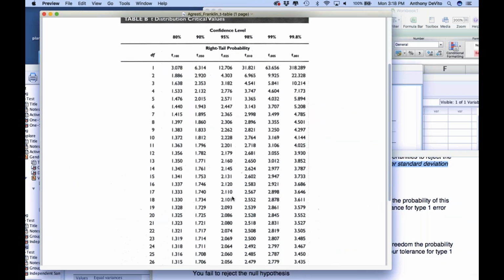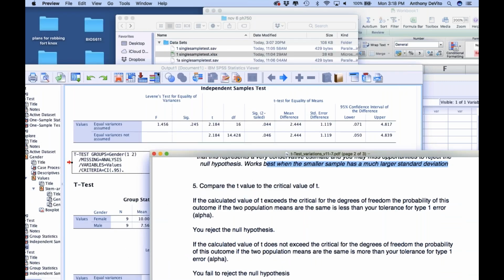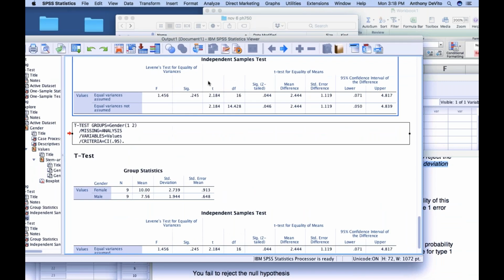The degrees of freedom equal 15. The critical value of t is 2.13. My calculated value is 2.18. It's bigger than my critical value. So what does that tell you? We can reject the null hypothesis because the t values are far enough apart. If it were smaller than 2.13, we couldn't reject the null hypothesis.